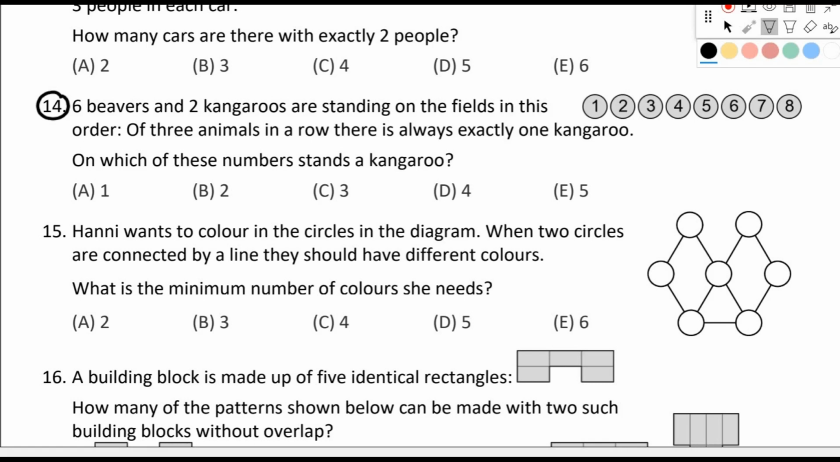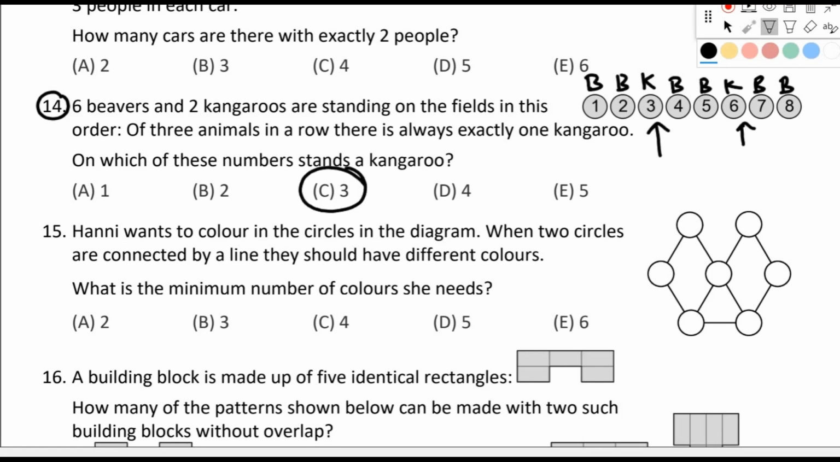So let's do this. Say the first is a beaver, then a beaver, then a kangaroo, then beaver, then beaver. That means out of every 3 animals in a row, there is one kangaroo. And then there is a kangaroo, then a beaver, then a beaver. This is the order. So on which number does the kangaroo stand? Kangaroo stands on 3rd and the next one 6th. So third is the answer.